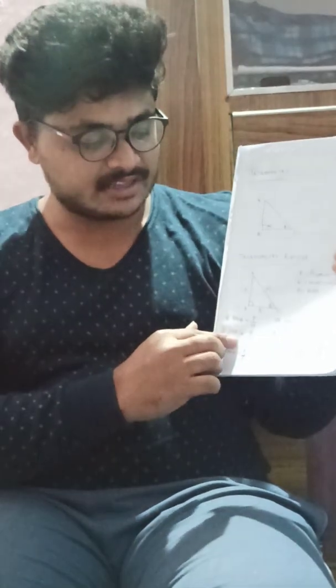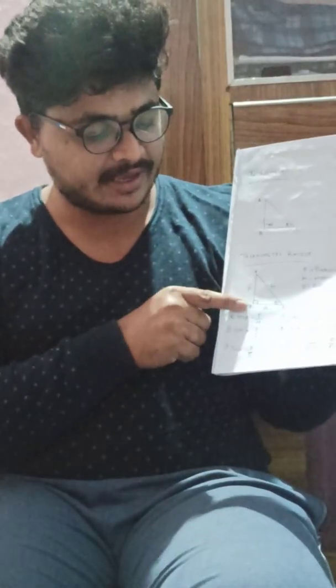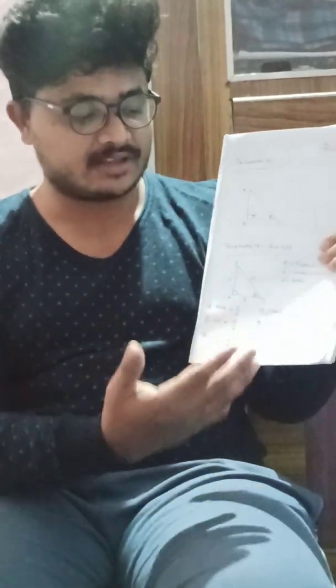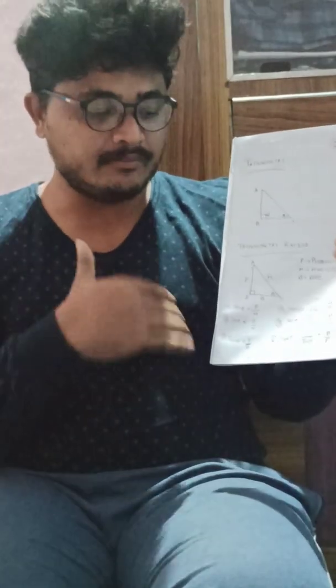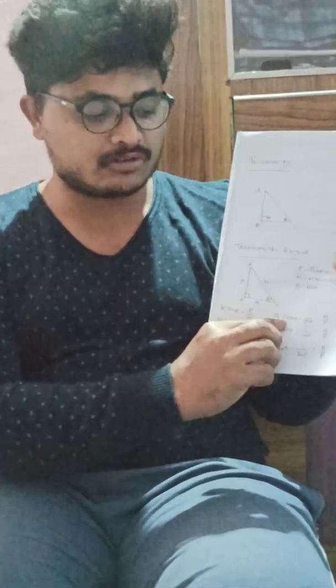So next, cos theta. Cos theta is nothing but base by hypotenuse. I hope you people got it. So the third one is tan theta. What is tan theta? Perpendicular by base. These are the three main ratios, and we are having three other ratios also, which are the reciprocals of them respectively.